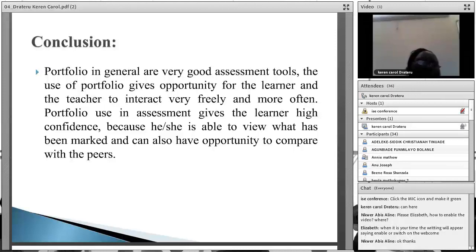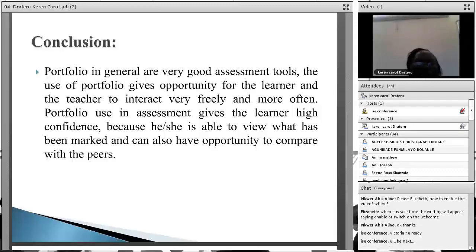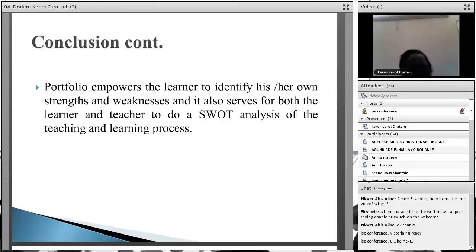In conclusion, portfolios in general are very good assessment tools. The use of portfolio gives opportunity for the learner and the teacher to interact very freely and more often. Portfolio use in assessment gives the learner high confidence because he or she is able to view what has been marked and can also have opportunity to compare with their peers.